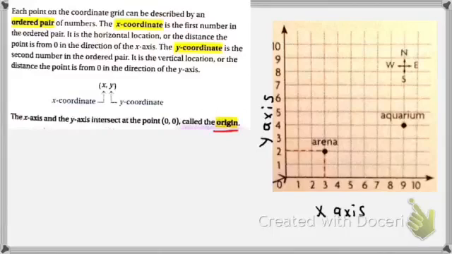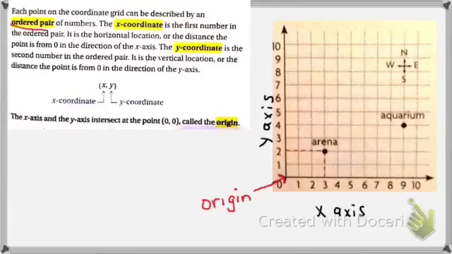Origin is my next word. The x-axis and y-axis intersect at the point 0, 0, called the origin. I think of origin because it starts with the letter O, which is like a 0. So the origin is 0, 0, and that is right here. This is the origin. It's always the beginning point of your graph.